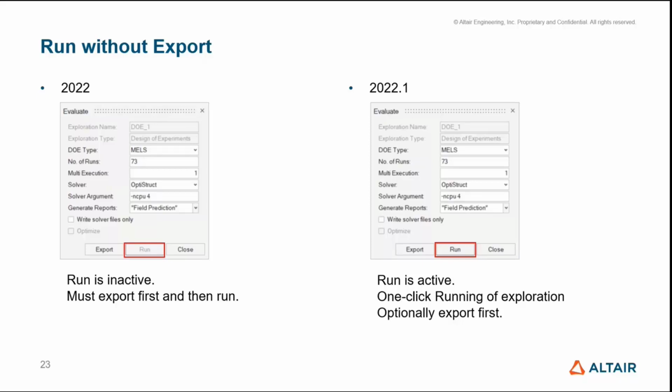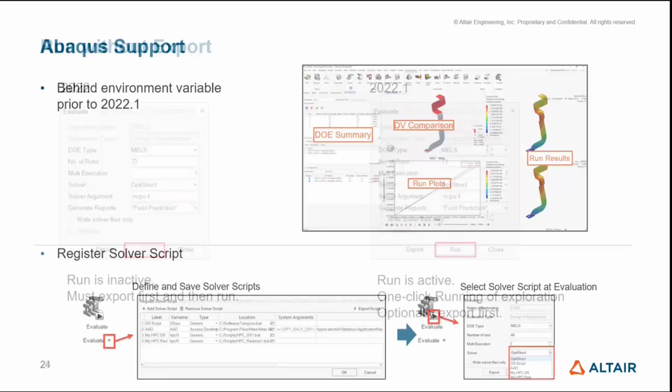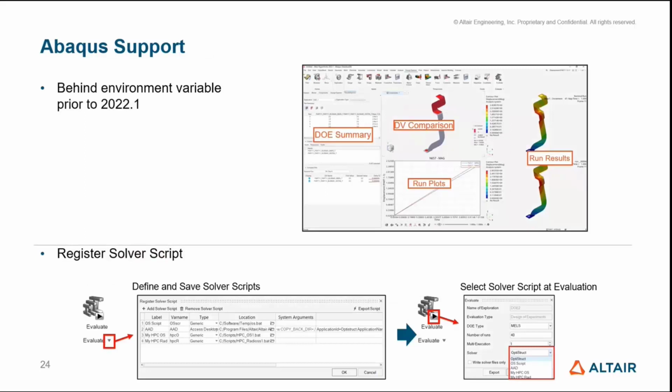People were confused, if not a little bit annoyed, by needing to do the extra clicks, and they didn't understand why we were forcing them to do it. So for 2022.1, you can now run in one step. Once you have set up your exploration and you go to the evaluate dialog, you can just click run, and you're done. A small enhancement, but since a lot of people had noted or in fact complained about that, we wanted to fix it, and I wanted to let everyone know that it's done.